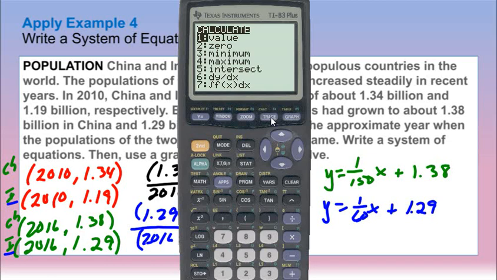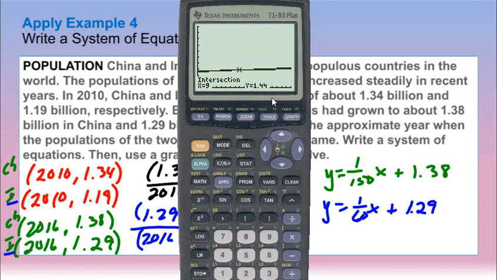So we want to find the intersection points. So we're going to choose number 5. First curve, hit enter. Second curve goes to the other line, hit enter. I hit enter a third time. It's going to tell me the coordinates at 9, 1.44.